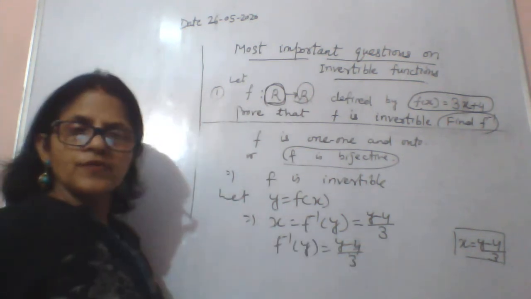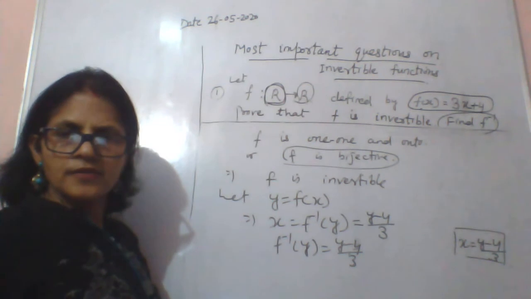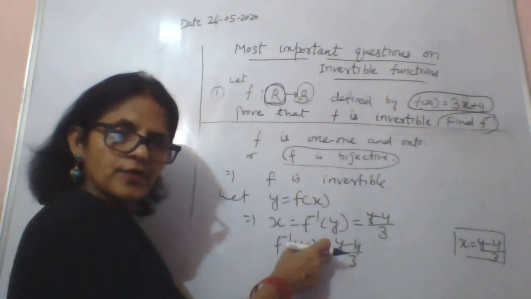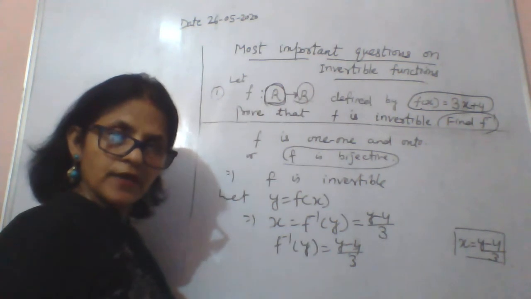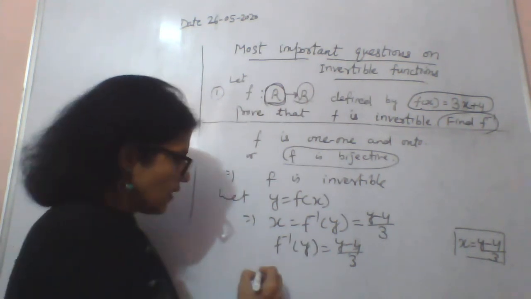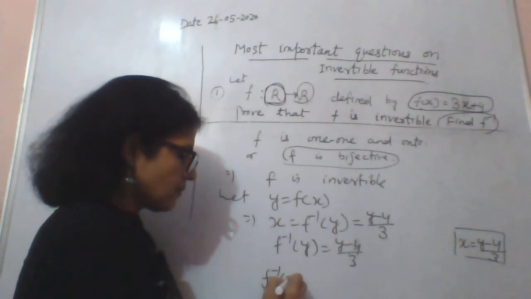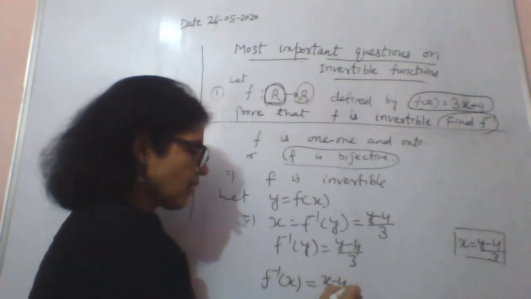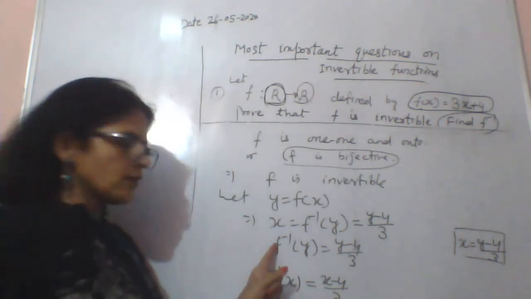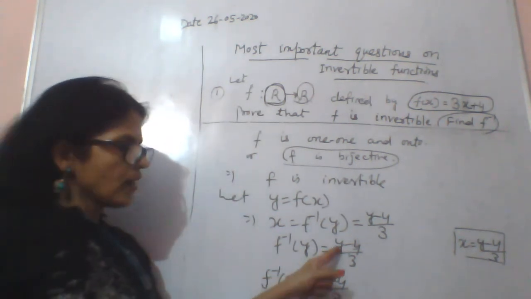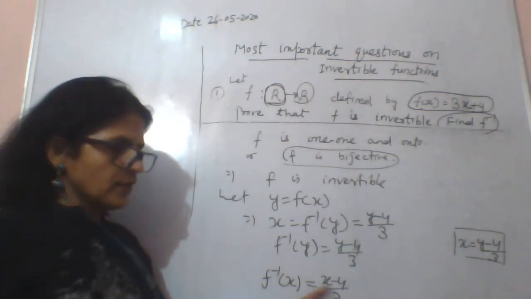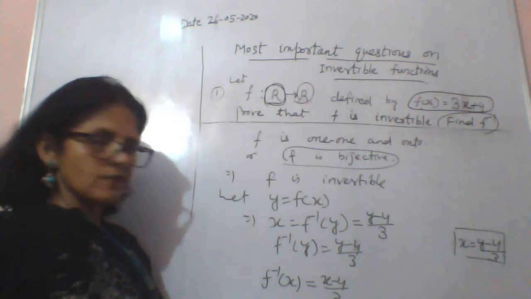Okay, but if the question is simply "find f inverse," you leave the answer here. But if the question is "find f inverse x," then you have to be specific to the variable. f inverse x would be (x minus 4) by 3. Likewise, f inverse y is (y minus 4) by 3. So if it is f inverse x, it would be (x minus 4) by 3.